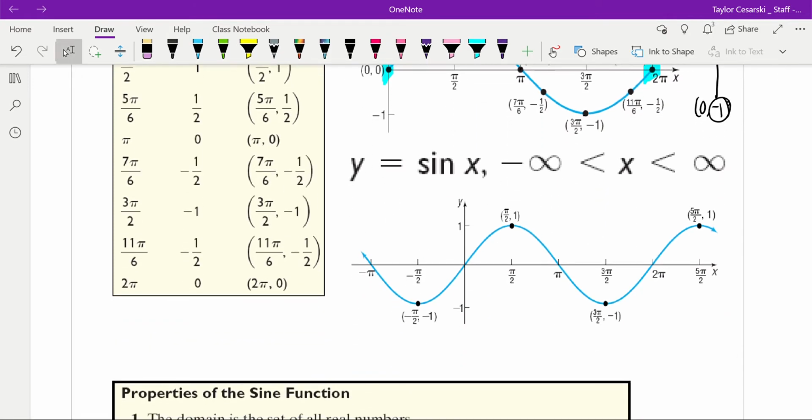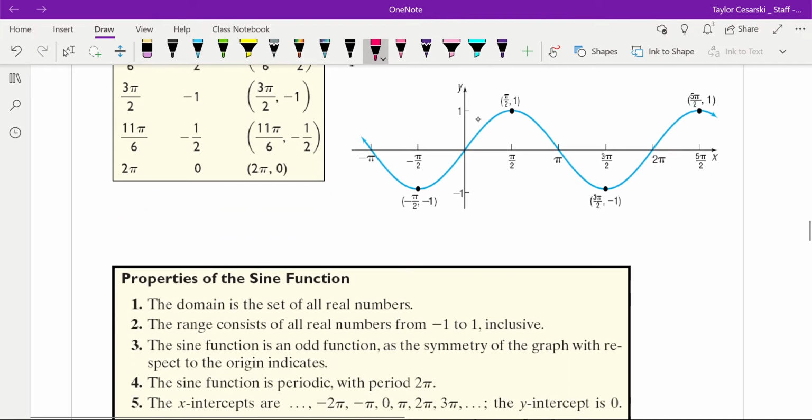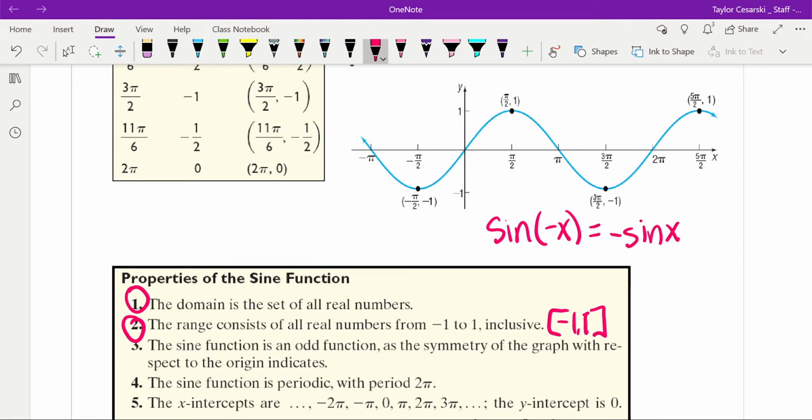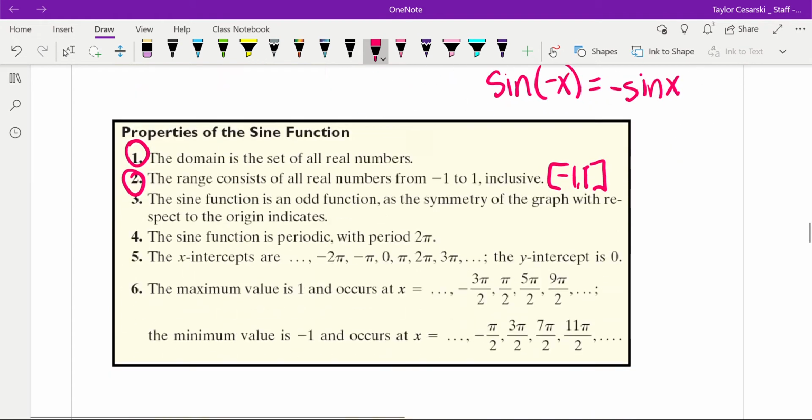Alright, the domain of this graph is negative infinity to positive infinity. It's going to go forever to the left and forever to the right. And then the range, and that's actually featured on number 2, is negative 1 to 1 inclusive. And we get that from our unit circle. It goes all the way down to negative 1 and all the way up to positive 1. We also talk about that it's odd. You can see that from it being symmetric about the origin. And we also get that from what we talked about in the last notes, that if we plug in negative x, we get negative sine of x. Okay?